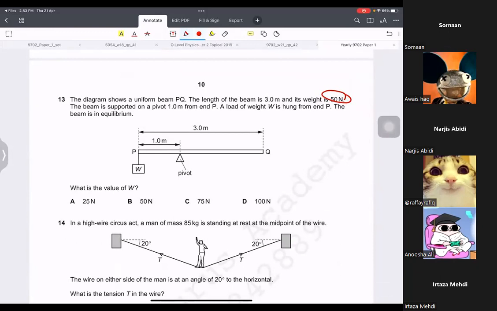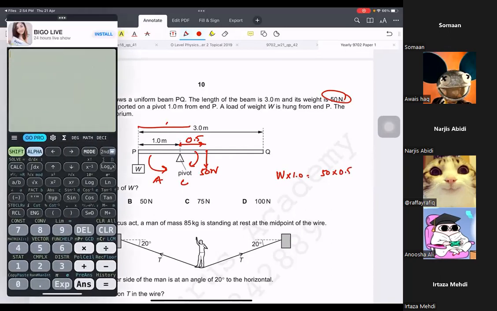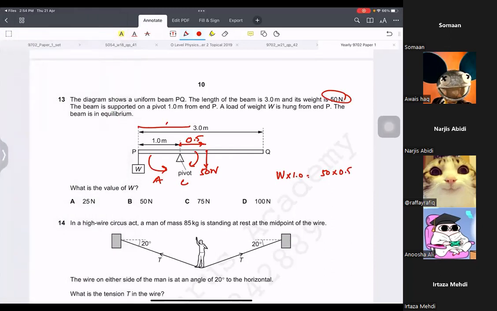Okay, so there's an equilibrium at the very center. So 1.5 from here, this means this will be 0.5. 50 newtons. This is going to go clockwise, anti-clockwise. W times 1, 50 times 0.5. Why is he giving such questions? 50 times 0.5 is just 25.